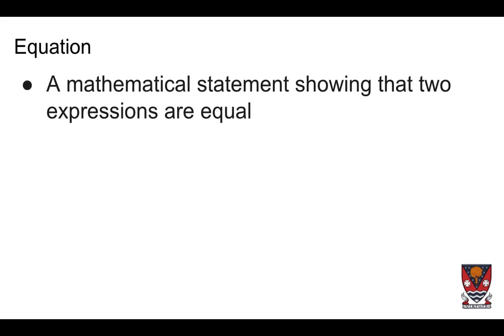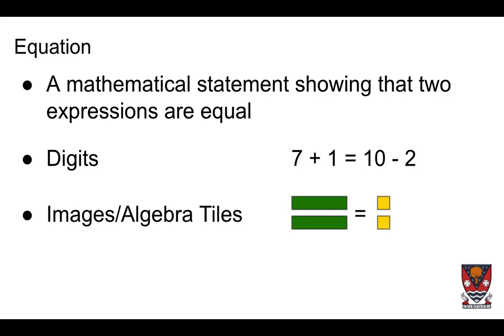An equation is a mathematical statement showing that two expressions are equal. That key word there is equal. That means the presence of the equal sign has to be there. So 7 plus 1 is equal to 10 minus 2 using digits, expressions, and the presence of the equal sign.